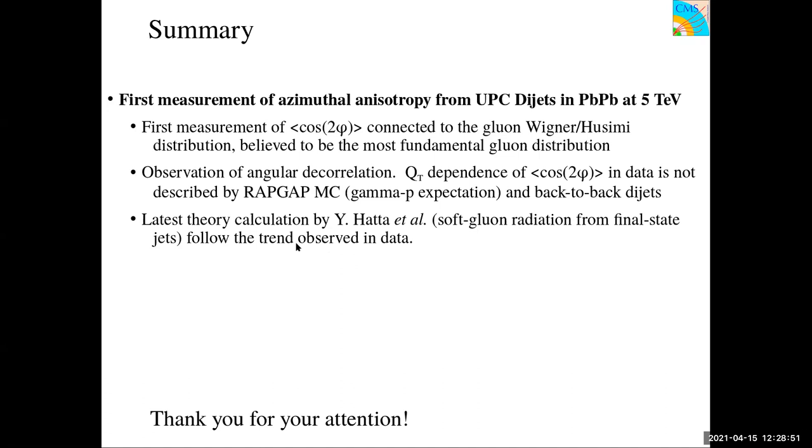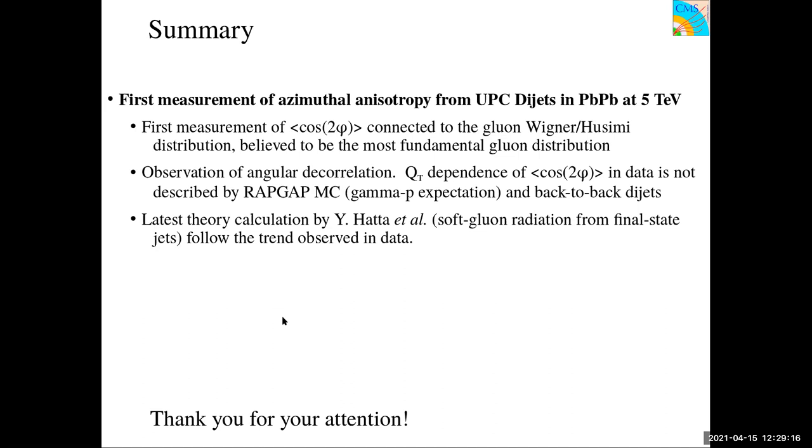Thank you, Sasha, for an interesting talk. Now we have time for questions, comments. If you have questions, please raise your Zoom hand. Yes, we have. The first question is from Yoshitaka.